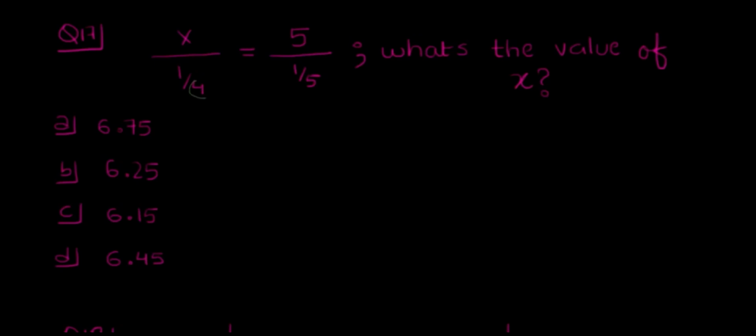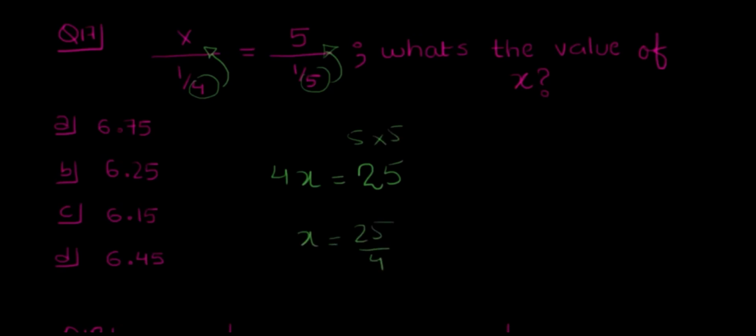That's it. Denominator of the denominator goes to the numerator, so it's 4x equals 5 times 5, 25. Now, x is 25 split into 4. That's what x is. But hey, the answer is in decimals, and we're getting a fraction. What should we do? You can either do it mentally.